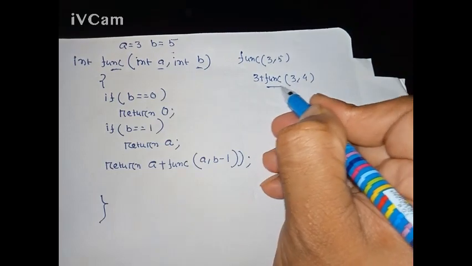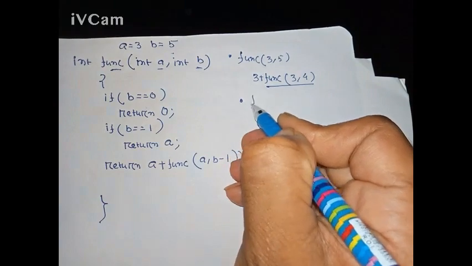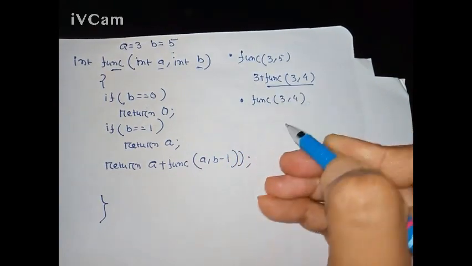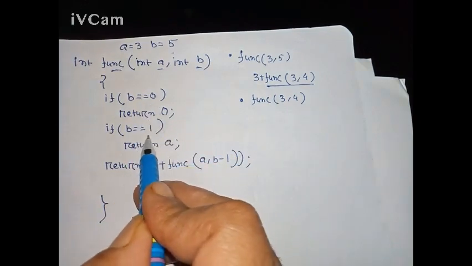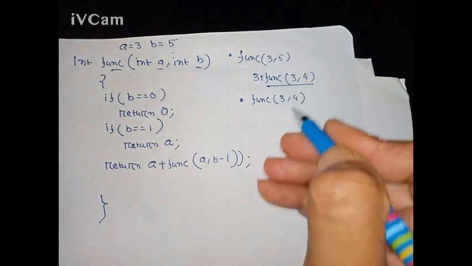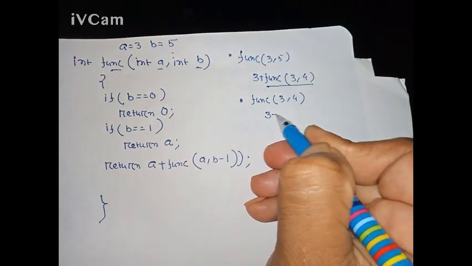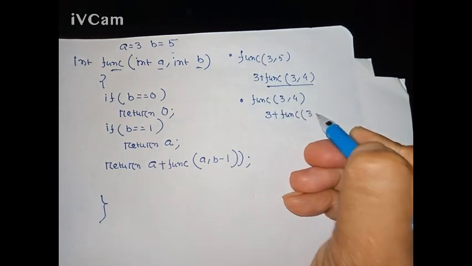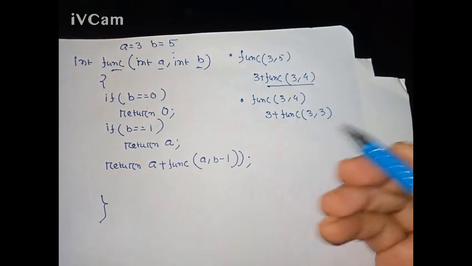So as I don't know the meaning of func 3 comma 4, it will call func 3 comma 4 again. Now it checks whether b equal to 0 or b equal to 1. The answer is no. So it comes to the else part, and it returns 3 plus fancy(a, b minus 1). Here a is 3, and b minus 1 is 4 minus 1, that is 3.